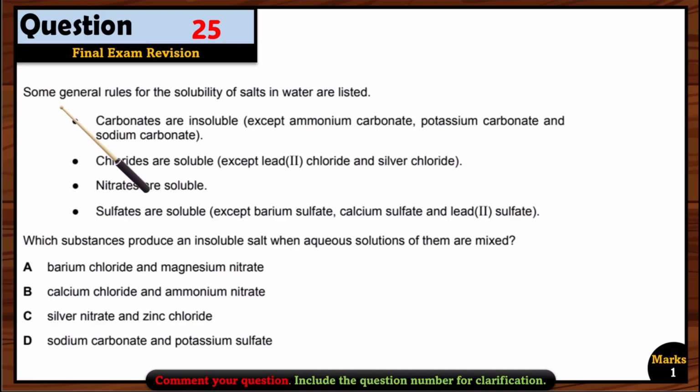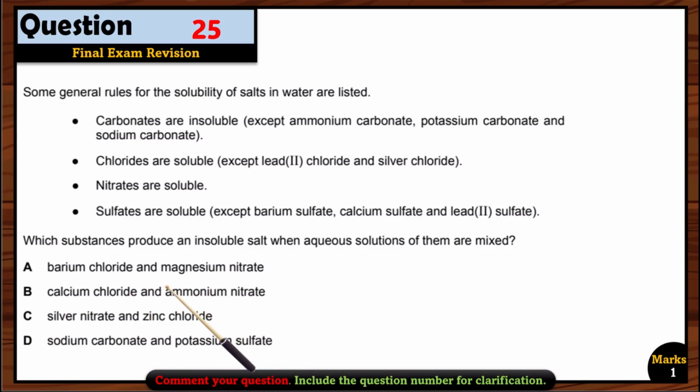Question 25. Some general rules for solubility of salts in water are listed over here. Okay. Which substances produce an insoluble salt when aqueous solutions of them are mixed? Barium chloride and magnesium nitrate. Okay, so when barium chloride and magnesium nitrate solutions are mixed, what are we going to get? Barium nitrate and magnesium chloride. So both are soluble, so that's why we are not going to get an insoluble salt. Now let's see calcium chloride and ammonium nitrate.